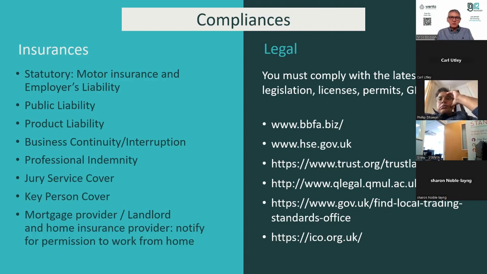Continuity, rare. You need to be trading for a while before that becomes even an option, but it tends to be very expensive. But you need to be trading a while, because only then can an insurer assess how much value you have to the business should you stop doing what you do. Ditto jury service cover and key person cover. Professional indemnity, which I skipped over there because it's not in the same bunch as those three.